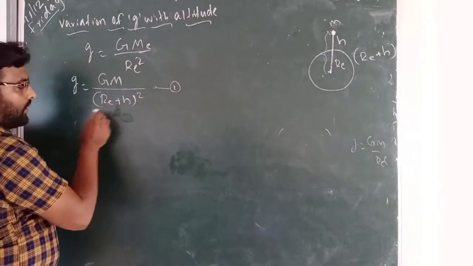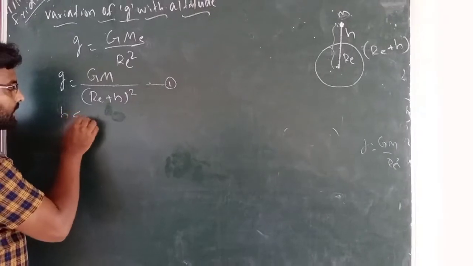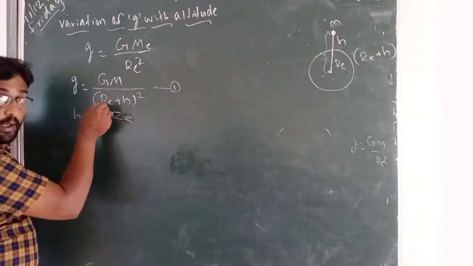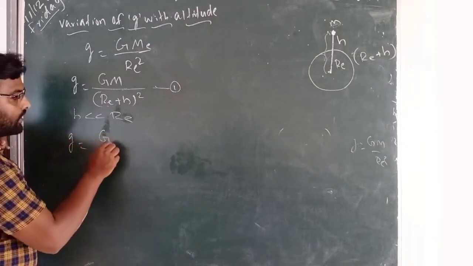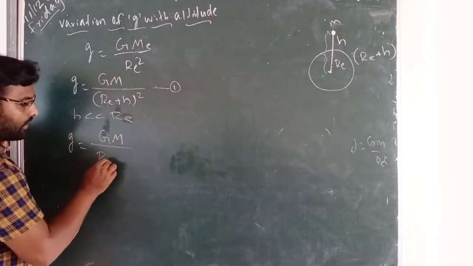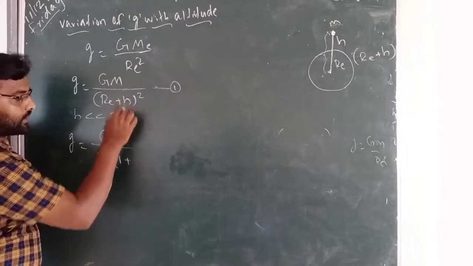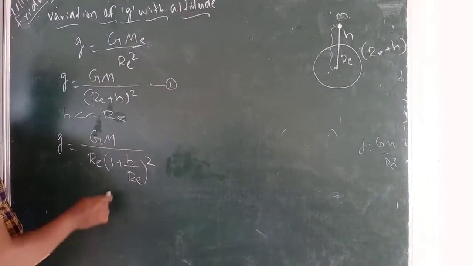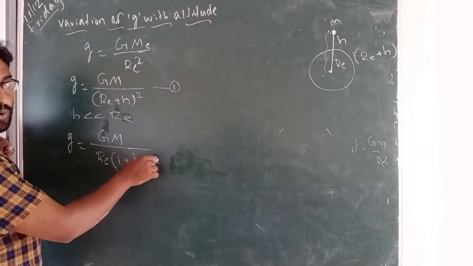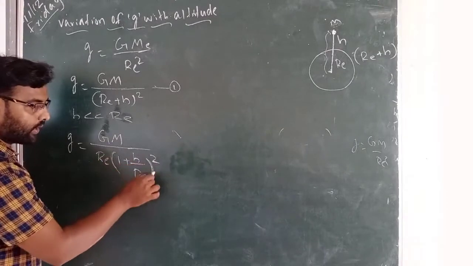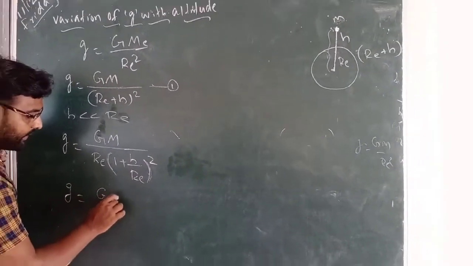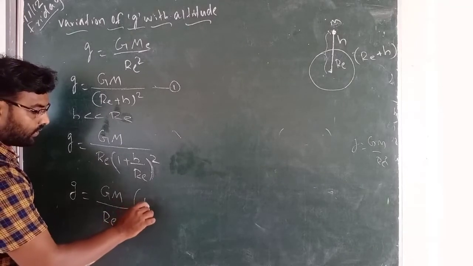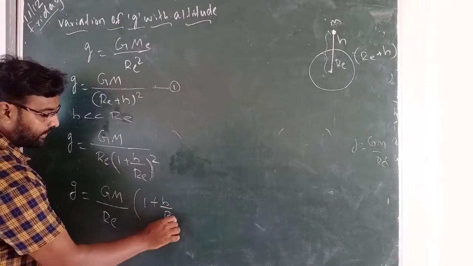Now you know that the height to which the object is lifted is very much less than the radius of the earth. So you can rewrite this equation by taking r e outside. So g is equal to GM by r e square into 1 plus h divided by r e, then whole square. Now take this whole part upside down, so g is equal to GM by r e square times 1 plus h by r e to the power minus 2.